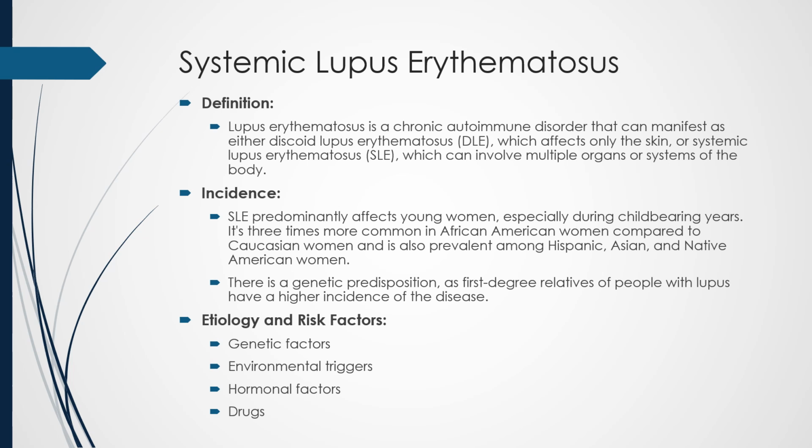Autoimmunity is central, with the immune system attacking the body's own cells. There is a higher frequency among first-degree relatives. Stress, infections, sunlight, immunizations, and pregnancy can provoke or worsen the disease. Estrogen particularly plays a role, with exacerbations often linked to estrogen use and contraceptives. Certain medications can trigger lupus or worsen its course.